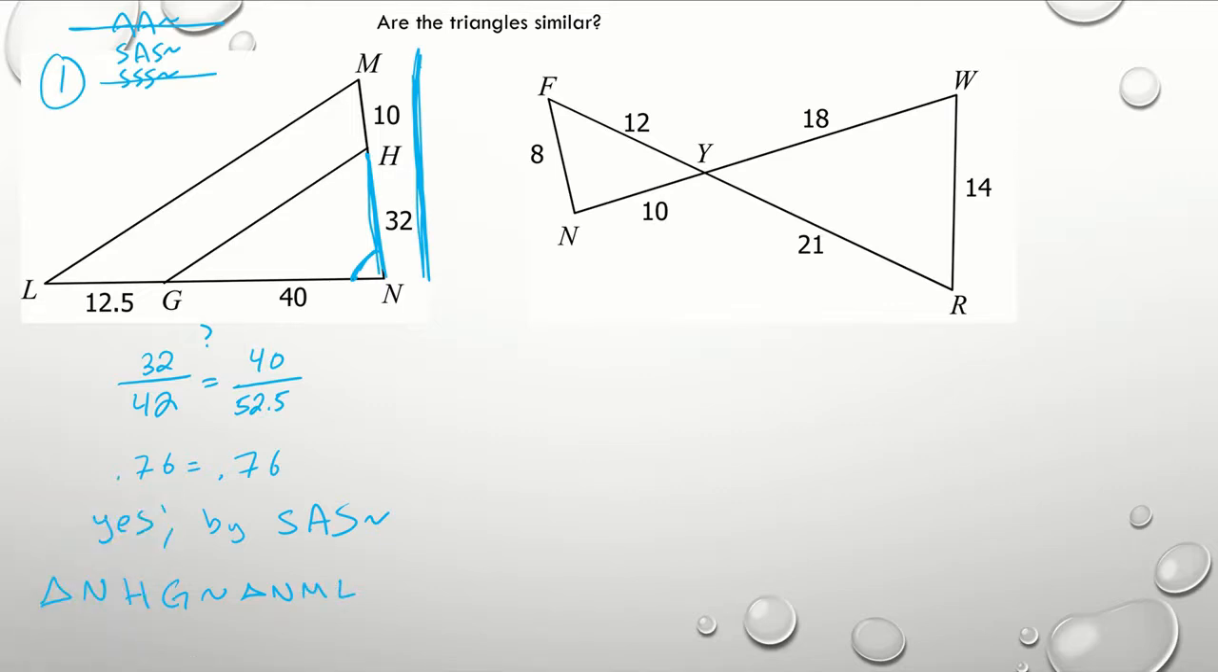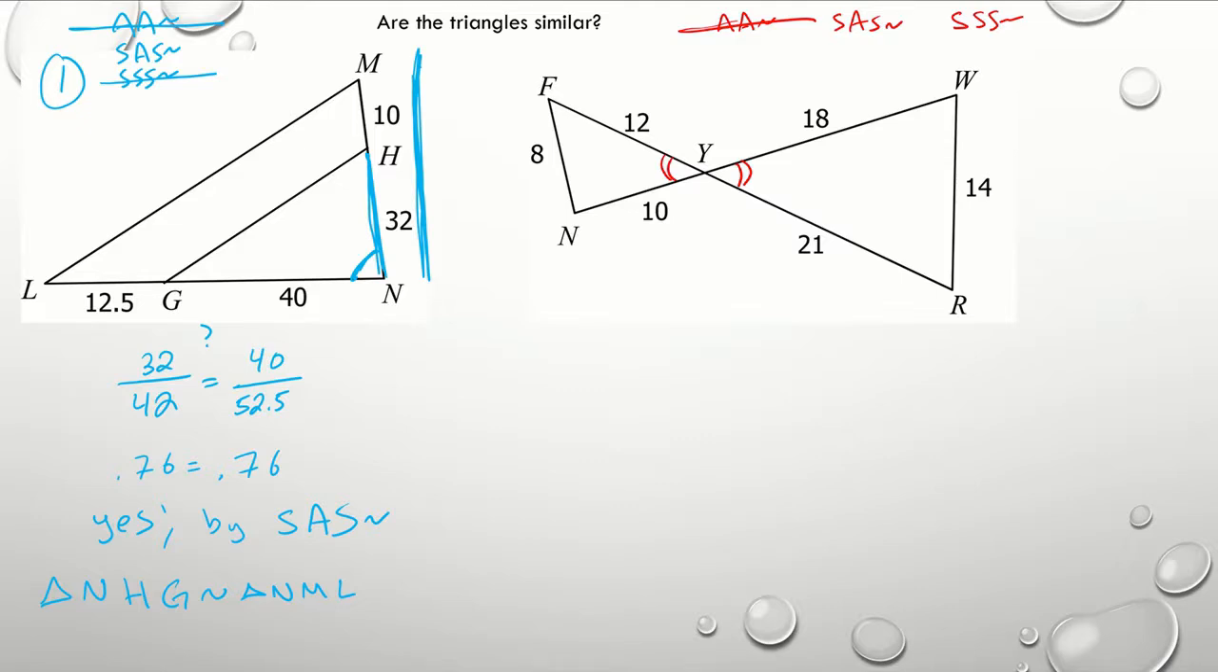Alright, looking at this last one. Once again, I approach it the same way. Can I show angle similarity? Can I show side angle side similarity? Or can I show side side side? The only angles that I have here are vertical angles. Because I don't have any parallel lines or anything like that, I cannot talk about any other angle. So that option is out the door.